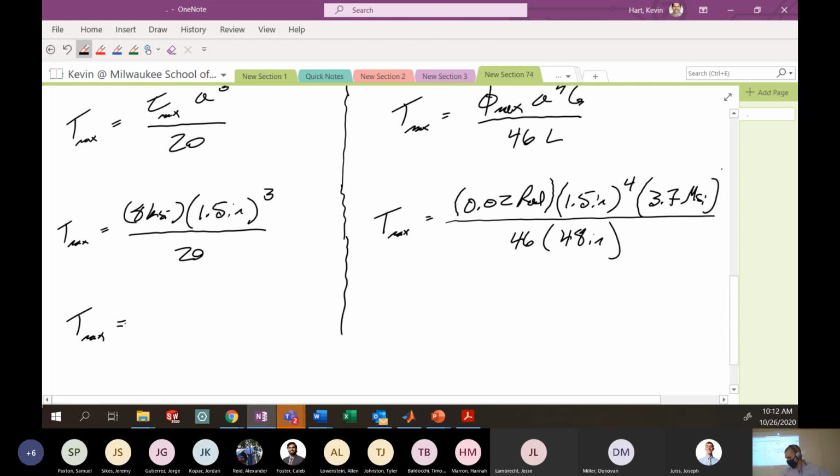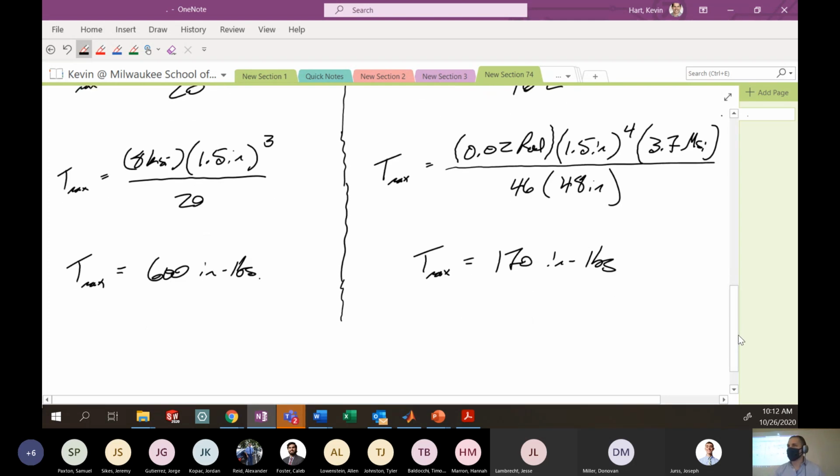Okay, so if we work on the left-hand side here for maximum shear stress, this will be 600 inch-pounds. Over here, punching everything into your calculator, 170 inch-pounds. All right. So if all we cared about was the maximum shear criteria given for the problem, then our answer would be 600 inch-pounds. Okay, but we're given this other criteria about the angle of twist.